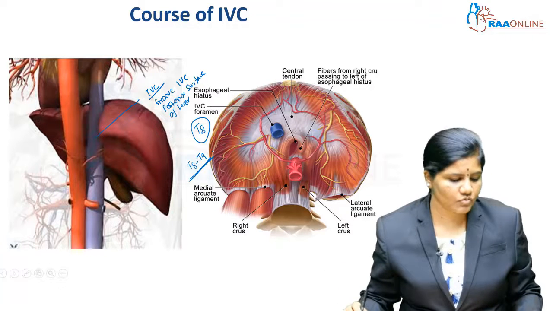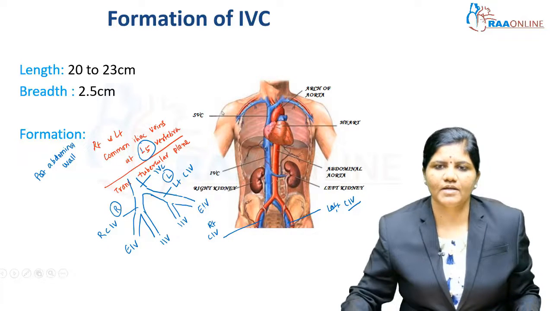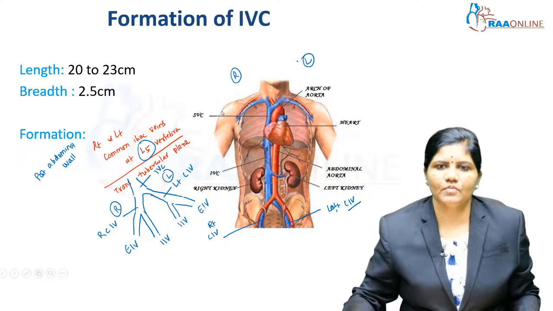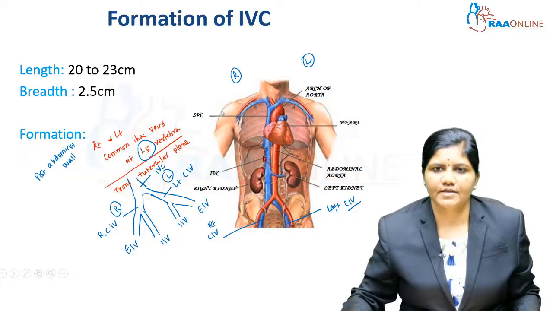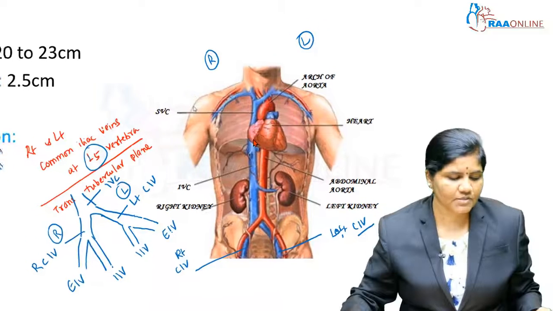Once again I repeat the course of the IVC. The formation is at the level of L5 by the fusion of right and left common iliac veins. This is the right common iliac vein. This is the left common iliac vein. Both common iliac veins together form the inferior vena cava at the level of L5. Then it ascends upwards on the right side of the aorta at the level of the liver. It makes a groove over the posterior surface of the liver. Then it pierces the diaphragm at the level of T8 vertebra.